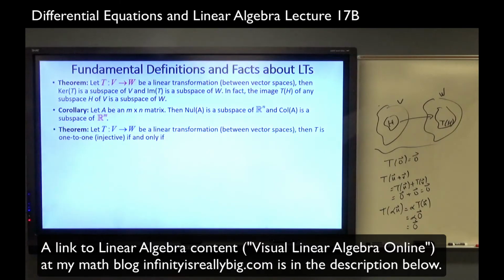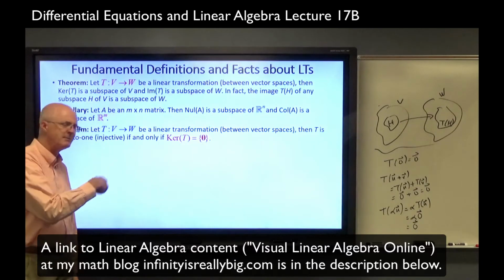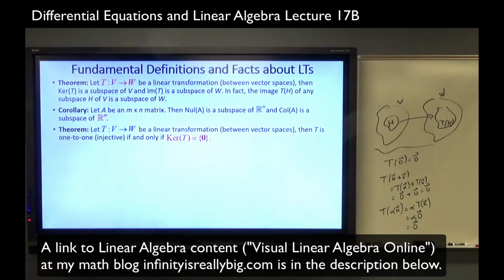Another theorem. If T is a linear transformation, then T is 1-to-1 if and only if the kernel is 0. That's related to what I was mentioning a couple minutes ago, though it's not a complete proof. That's a theorem. You should think about proving that. I didn't talk about it last time.